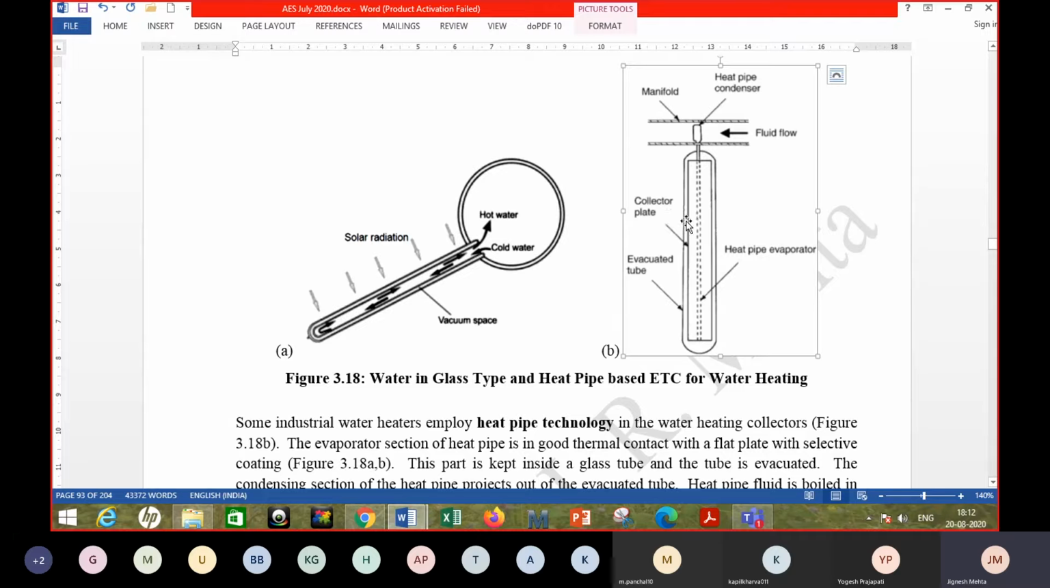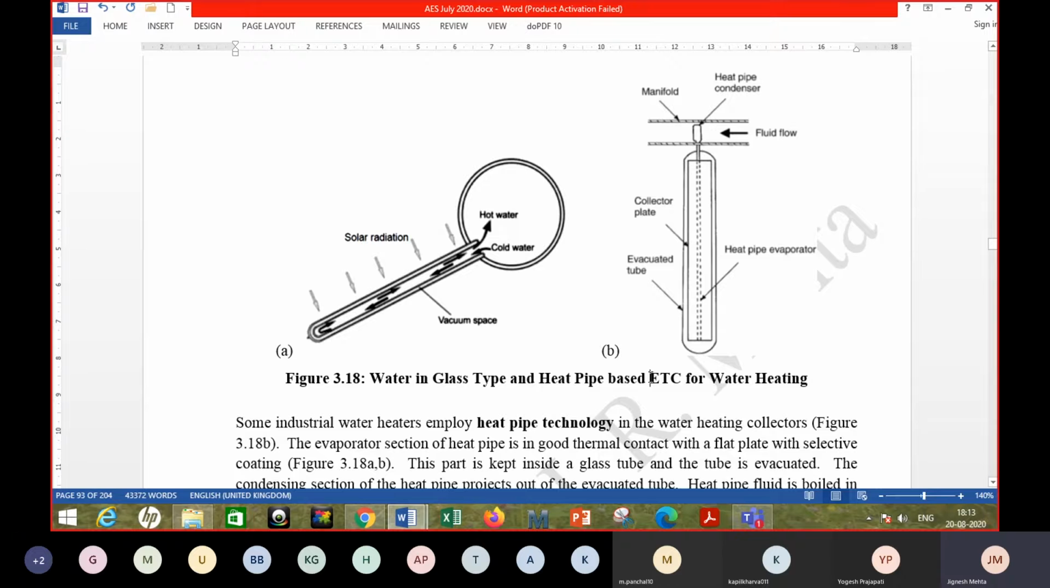So many of the industrial water heating systems use heat pipe based evacuated tube collector, or again, the type of evacuated tube used may be different. This type of evacuated tube is said to be very efficient, but it is still not very popular or common because here there is a metal to glass seal which is vulnerable. So if there is a little bit of damage, then the whole tube needs to be replaced. So it's a costly affair.